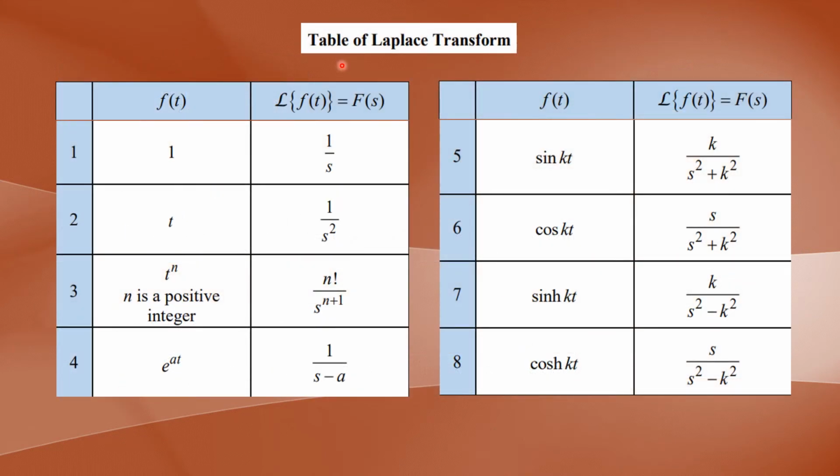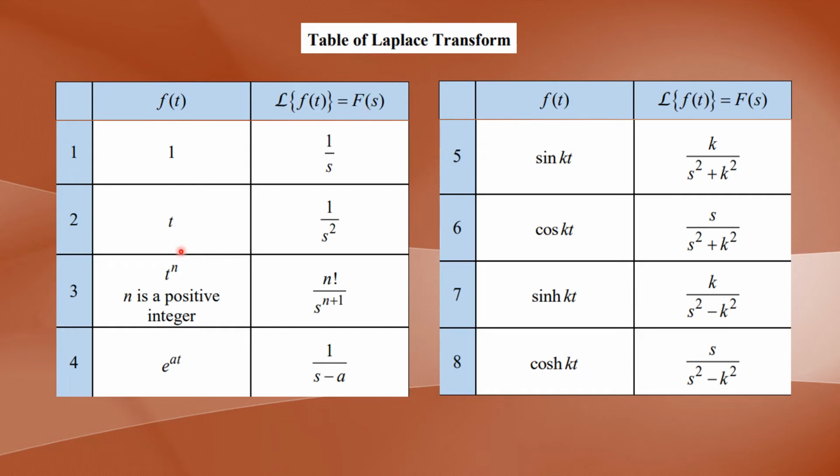This slide shows us the table of Laplace transform. This table has two columns. The heading of the left column is written as f of t. If you look at all the functions listed in the left column, they are all expressed in terms of t, f of t. And these are the functions which are commonly used in differential equations. The heading of the right column is written as Laplace transform of f of t is equals to F of s.